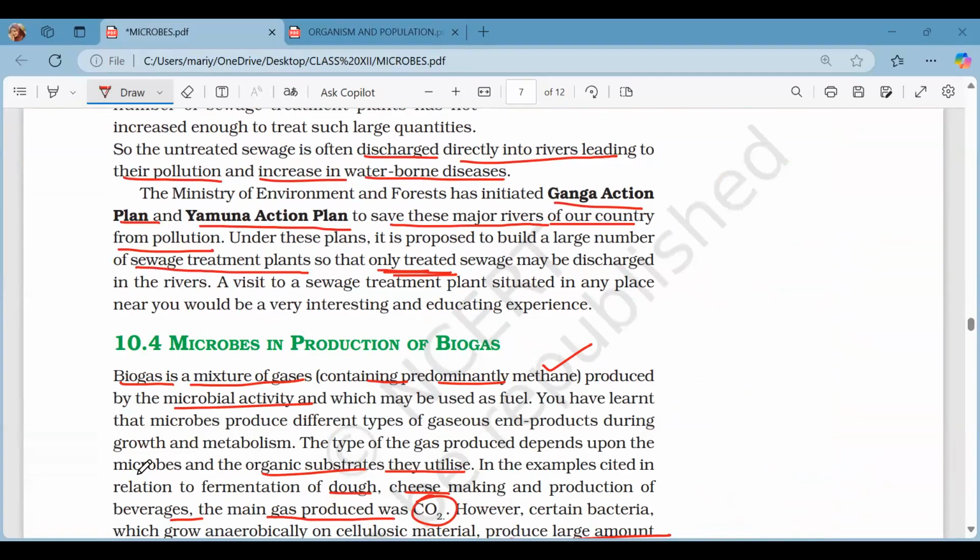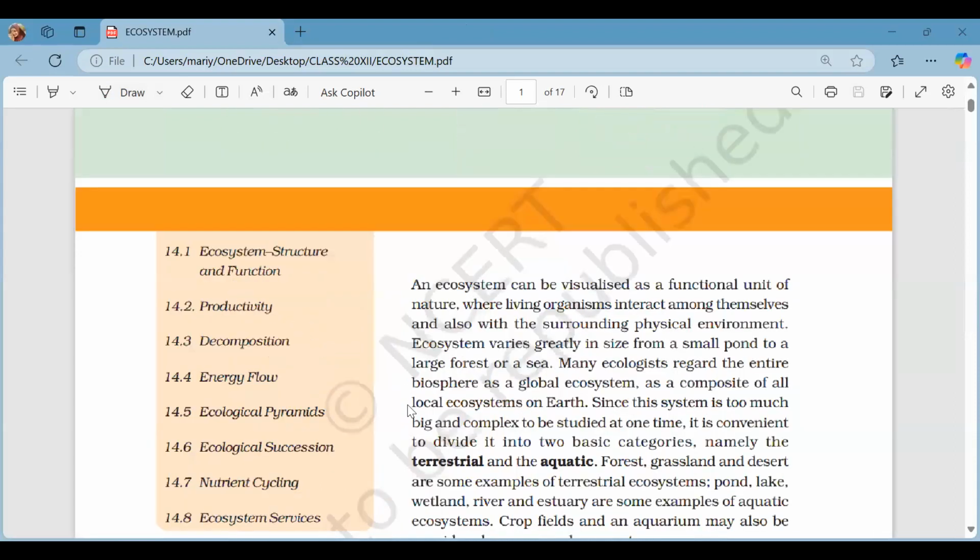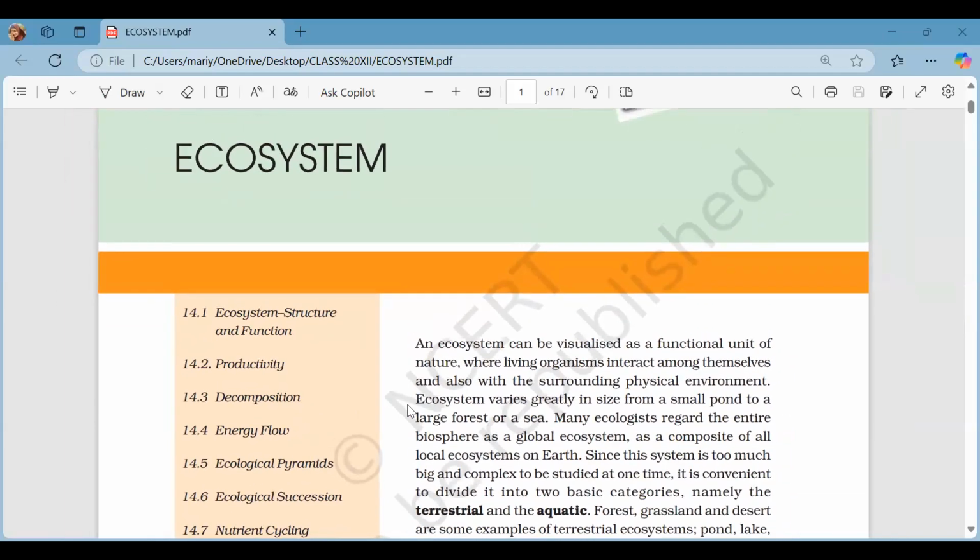So now tell me the chapters that we still have left. Ecosystem and organism and population. No. Ecosystem. Can you see the screen? Yes, ma'am. Okay, we'll do ecosystem.